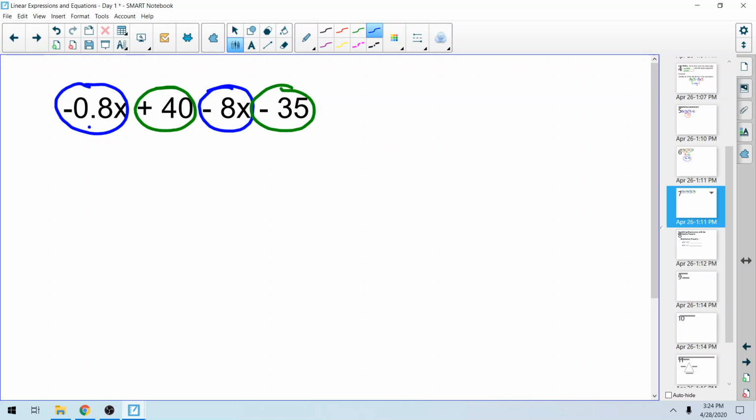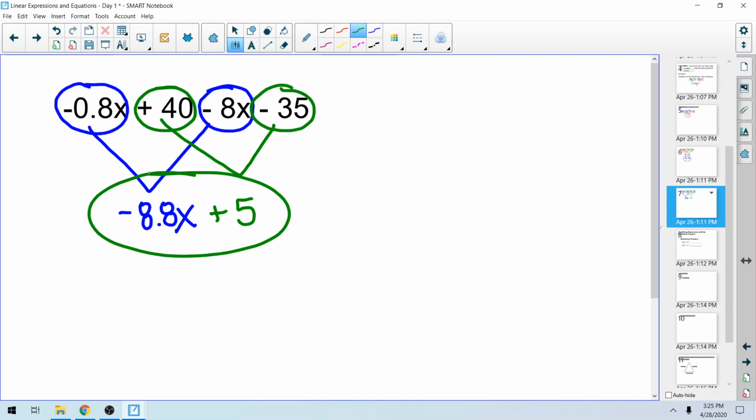So starting out with the blue ones, pay attention to the decimal. So you have negative 0.8 minus 8, which is negative 8.8x. Then I'm going to take my green ones, which is a positive 40 minus a 35, which is a positive 5. If I'm looking at that, I already have my variable first. I have my number or my constant last, so standard form, and that's your final answer.